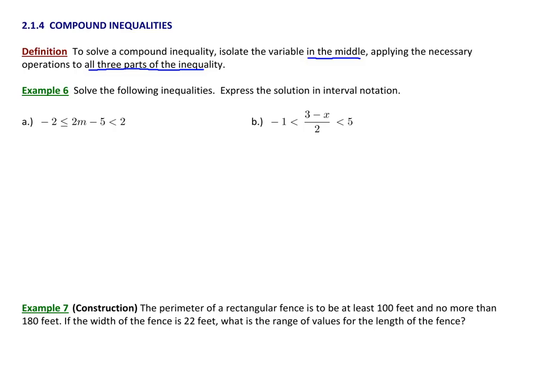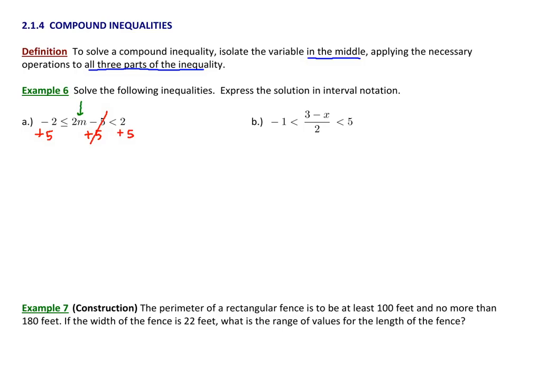So my goal is to get m by itself in the middle. Now, if this were just a two-part inequality, maybe you can cover up one side of the inequality. To solve that inequality, we would begin by adding 5 to both sides. Well, we're going to do that same thing and just be sure to apply it to all three parts. So I'm going to add 5 to the middle and then also on the other two sections as well. Then we'll simplify all three sections.